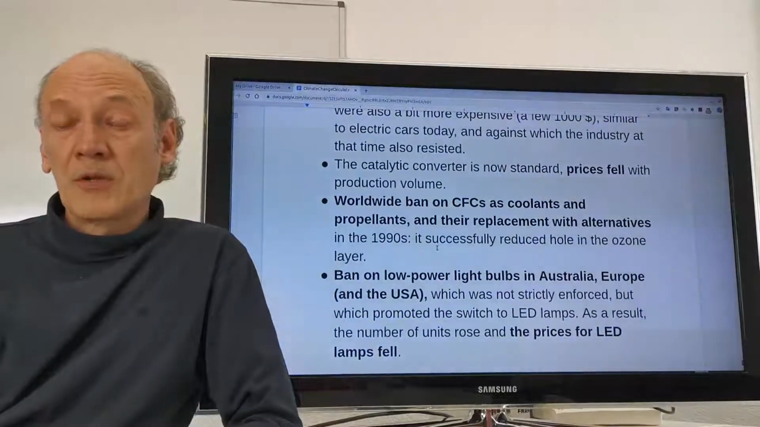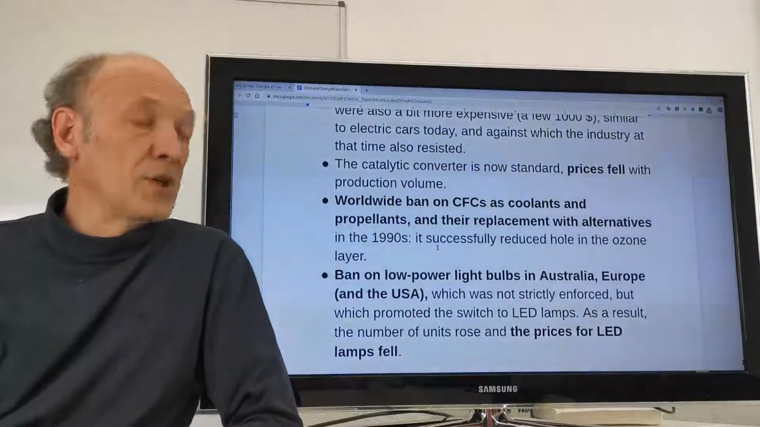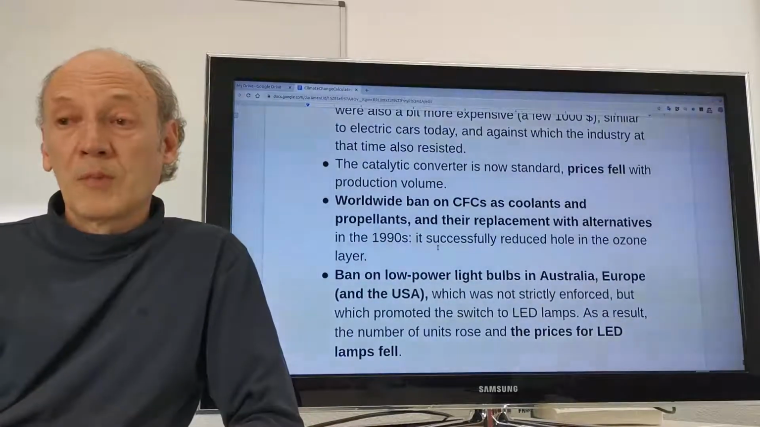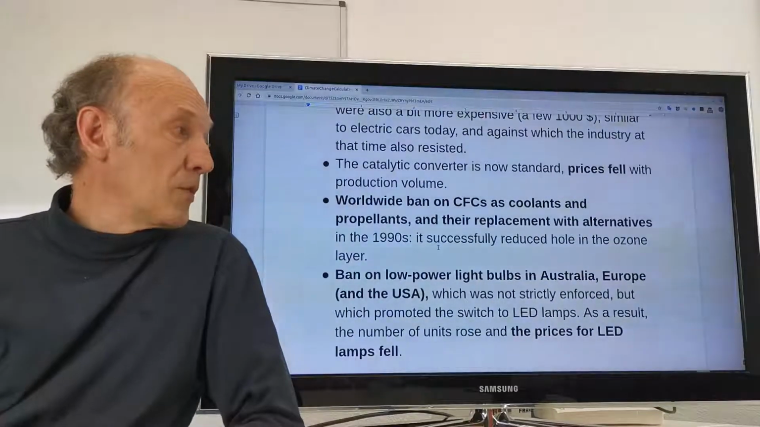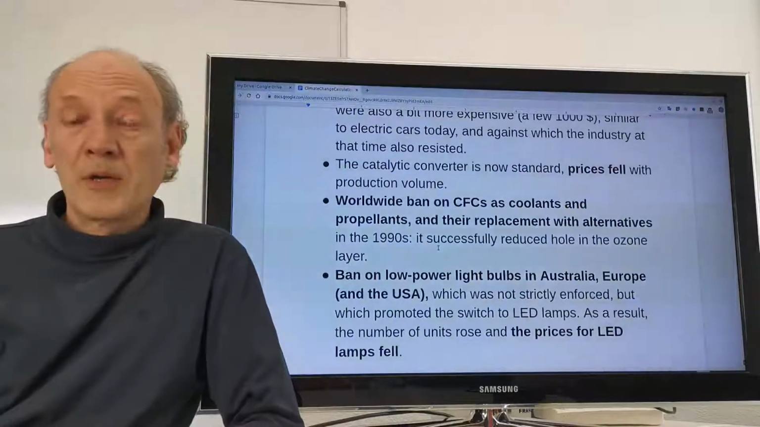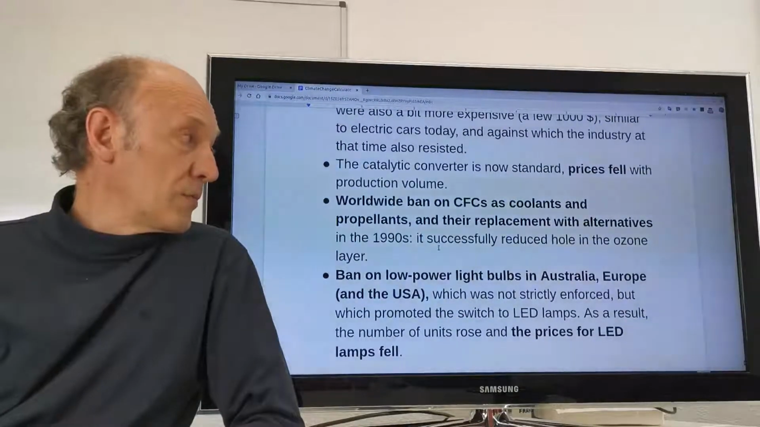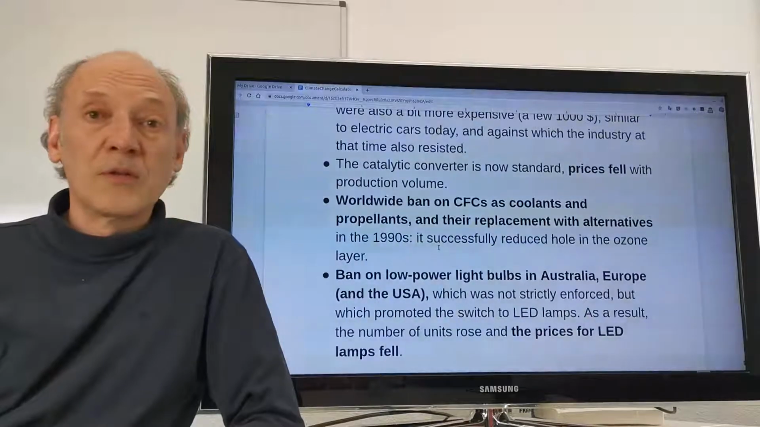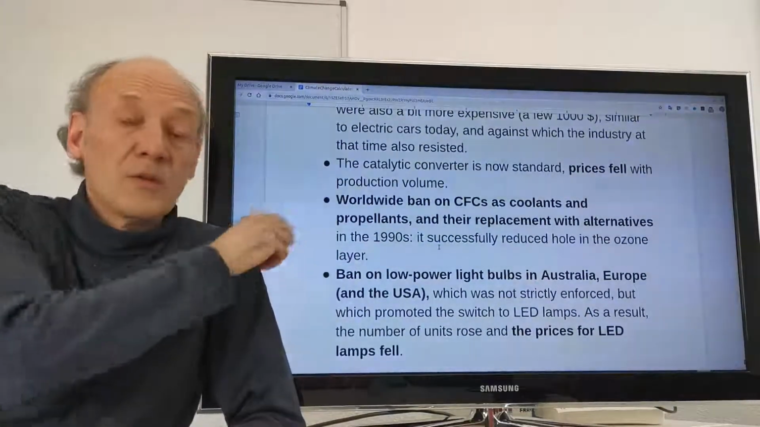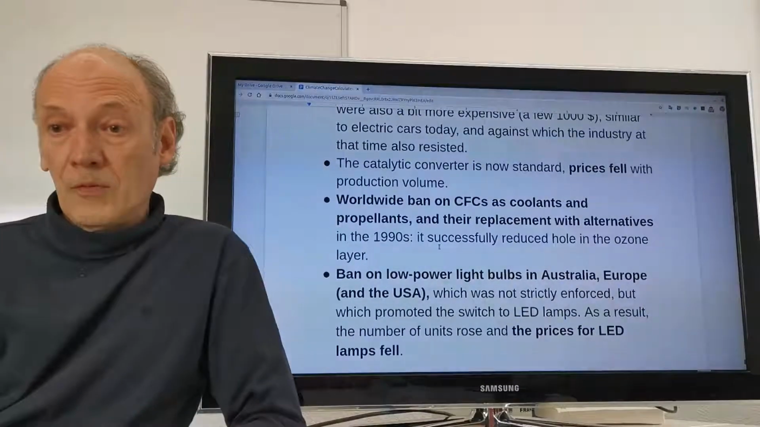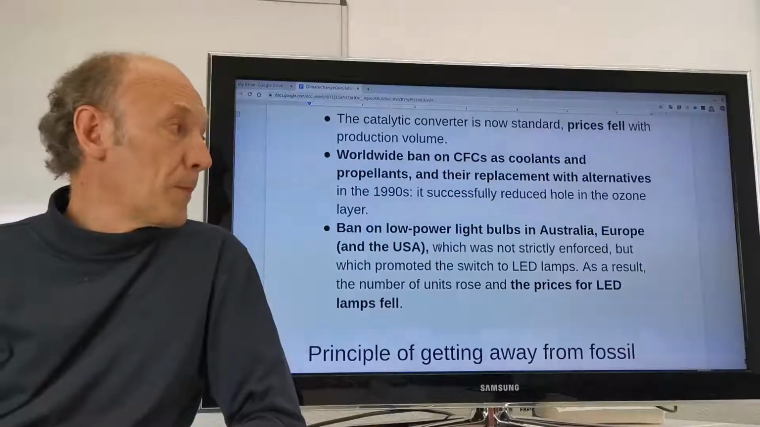And this was actually also a good example for a worldwide cooperation. So within a few years, countries agreed on a worldwide ban on those CFCs, and it worked. And maybe it was successful because it was done in a short time frame before political resistance could develop. So nowadays it's accepted, and it's also no business problem.